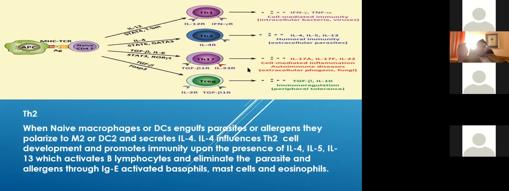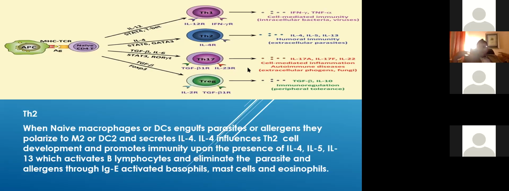So what about the Th2, right? We know the Th2 is responsible for the humoral immunity, especially the allergic reactions and the attack against the parasites. So how does Th2 emerge, differentiate or polarize from the naive T cells? It depends on the macrophages. The macrophage will determine exactly the polarization of those naive T cells.